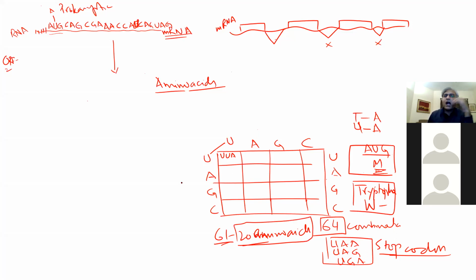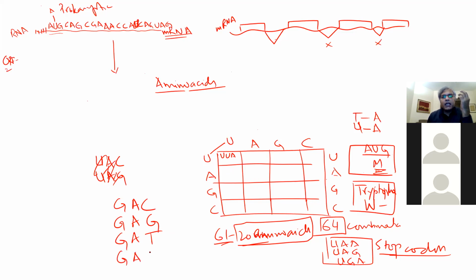Okay. Now, I don't recall by heart, but what is important to learn is the degeneracy. Degeneracy in the code means if I have UAC, UAG, this is wrong because UAG will be a stop codon. If I have, let's say, another GAC, GAG, GAT, and GAA, all of them may encode the same amino acid, an amino acid X, okay? It becomes irrelevant what is on the third nucleotide. The first two nucleotides, they are important, okay?